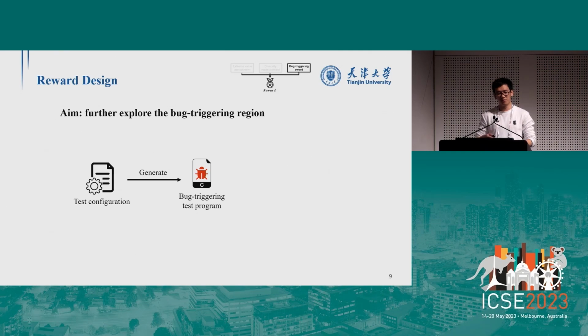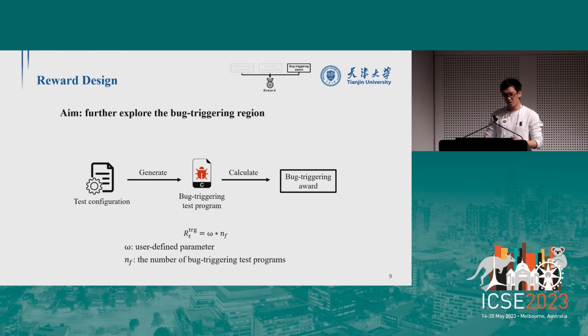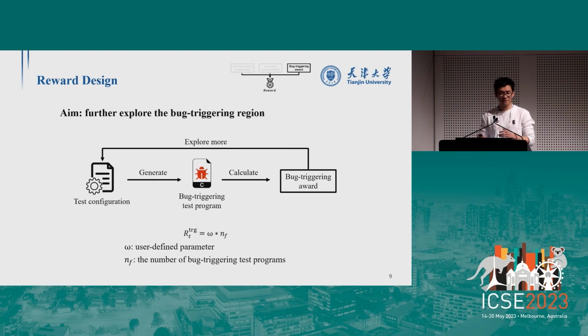And to generate more bug triggering test programs, we design our bug triggering award to tell agents what combination of options is better and what region of the test configuration deserves more exploration. The bug triggering award is calculated according to the number of bug triggering test programs and leads to more exploration on the bug triggering test configuration regions.